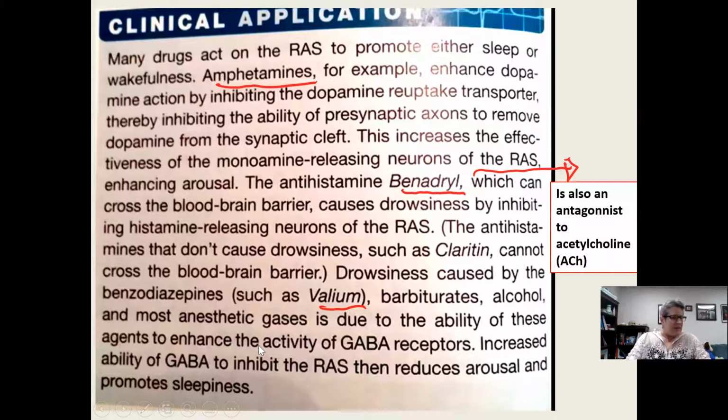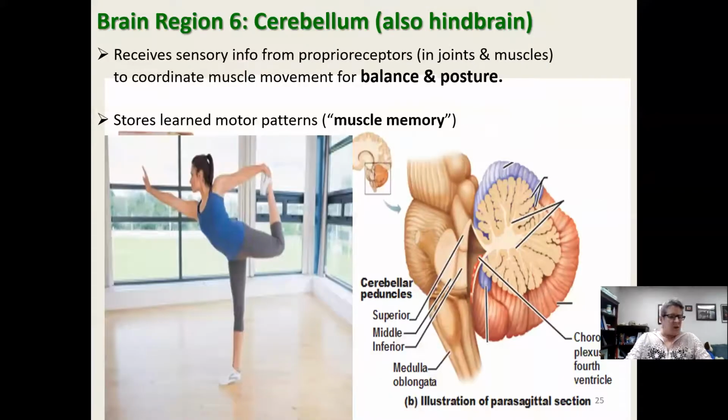Okay, at this point, we're going to talk about the cerebellum, and we'll probably stop the lecture at this point. But the cerebellum, you learned a lot about it in anatomy, but it's about balance and posture. Thus, I have someone doing yoga. It's also responsible for muscle memory. So when you log into your phone, you've got a pattern or a code you put in. Do you ever even think about that, or do you just kind of do it automatically?